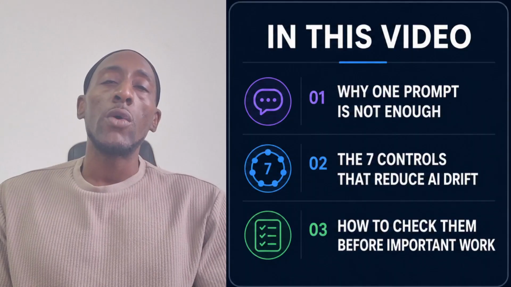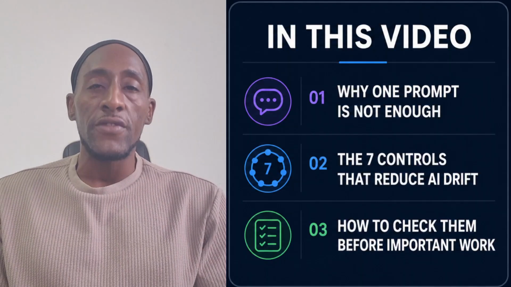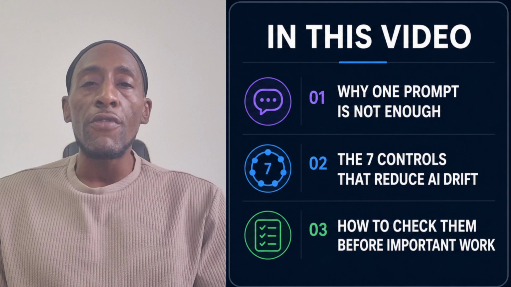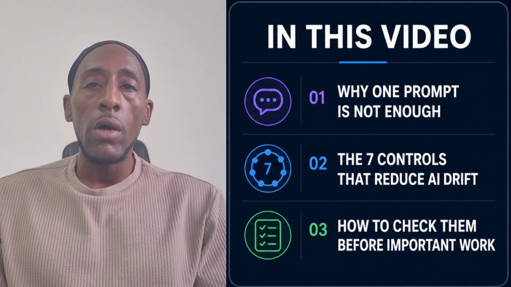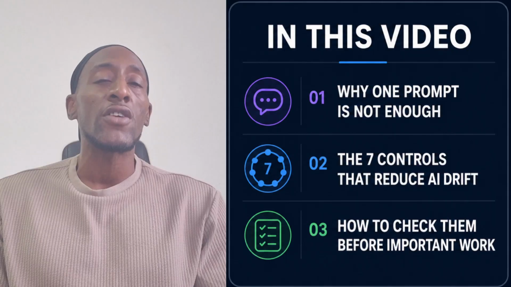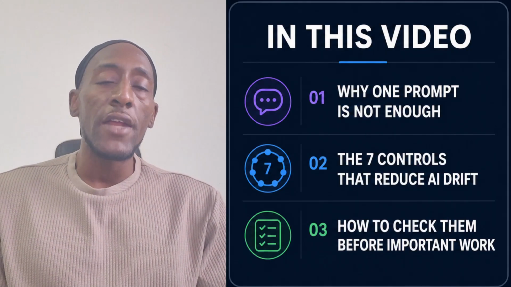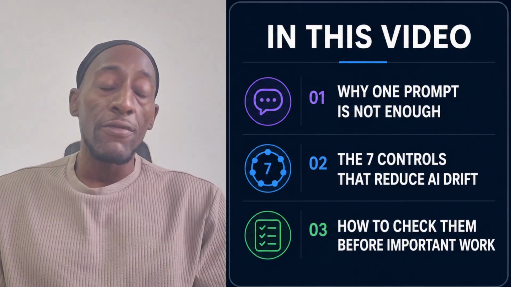So in this video, I'm going to explain why one good prompt is not enough. I'll show you 7 controls that make AI work more safely, clearly, and consistently. By the end, you will have a simple checklist you can use before giving AI an important task.